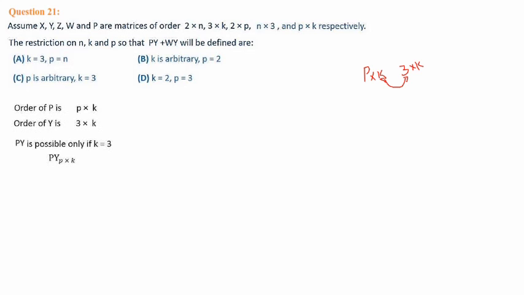Next, Py should be of order P by K. Here P is the number of rows and K is the number of columns. When we are calculating the order of the resultant matrix, we take these two numbers, that means P and K. That's what is mentioned here: Py should be of order P by K.